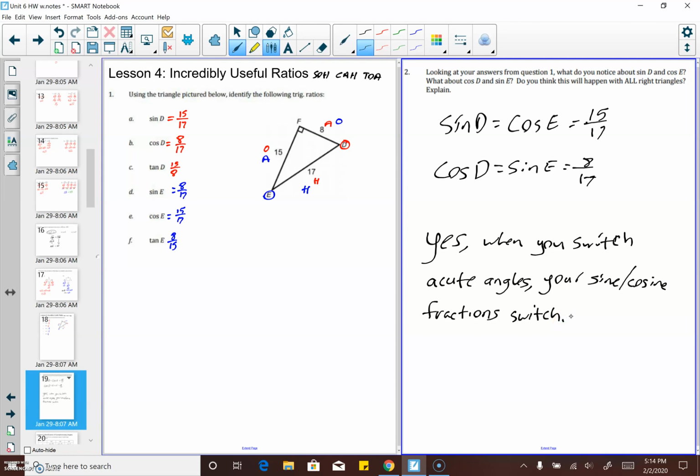And this is really going to lead us more into lesson 5, but the sine of one angle is always equal to the cosine of the other. And that's going to be a rule and a strategy that we start to expand on in lesson 5.